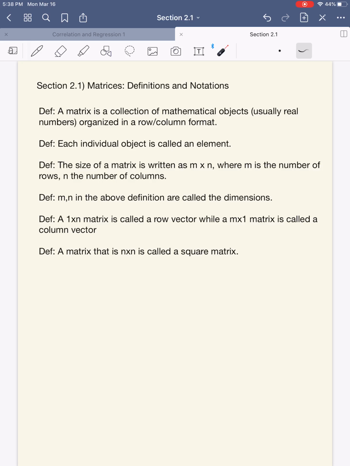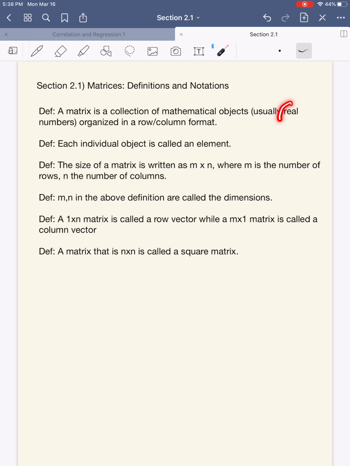We'll also spend a little bit of time, though, just talking about some of the applications that directly come from linear algebra, because it is a worthwhile branch to study on its own. However, without further ado, let's just start with some basic definitions. So first of all, what is a matrix? Well, a matrix is simply a collection of mathematical objects organized in a row-column format. So basically, it's a bunch of mathematical objects organized into a rectangular format.